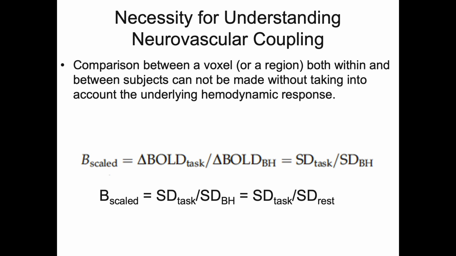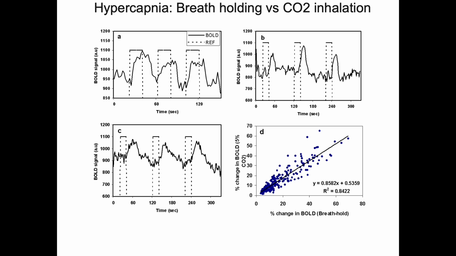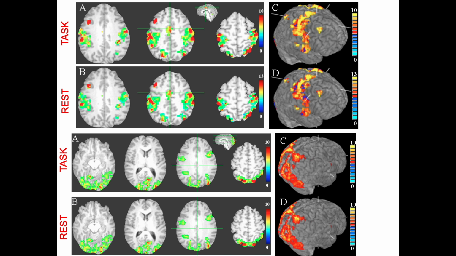Thus, we wanted to investigate if we can substitute resting state instead of a hypercapnic stimulus. We show time series from breath holding and 5% CO2 inhalation, and this figure shows a scatter plot between the two, showing strong correlation, suggesting that one can substitute one for the other. A voxel-wise map of changes during task is shown for finger tapping and cognitive task. In addition, we show the standard deviation during rest for those voxels. A substantial overlap between the task change and the standard deviation during rest is shown.